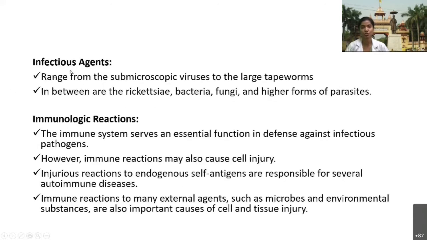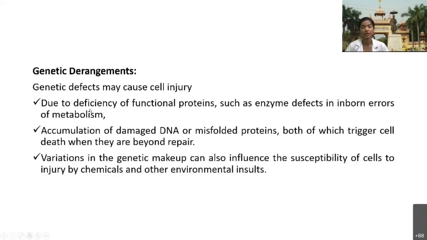Besides that, there can be infectious agents, which can range from submicroscopic viruses to large tapeworms, and in between there can be bacteria, fungi, or higher forms of parasites. And then there can be immunologic reactions. We know that the immune system helps us in defense against infectious pathogens, but sometimes these immune reactions can also be hazardous, when there is a hyperimmune reaction, or in an autoimmune reaction, when the body's immune system reacts against the self antigens.